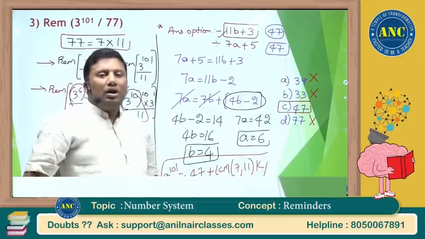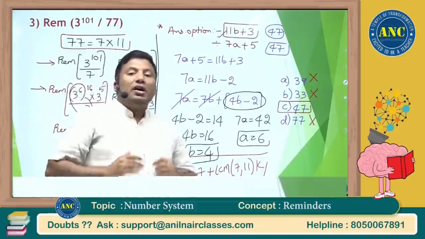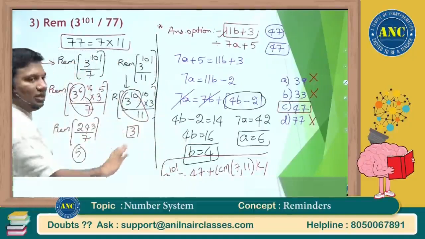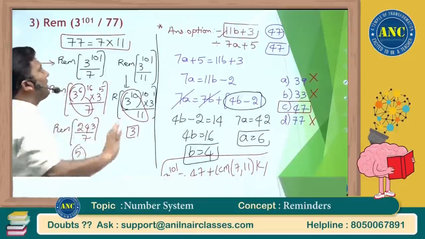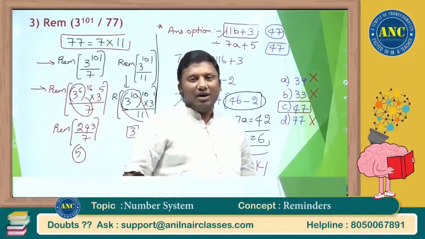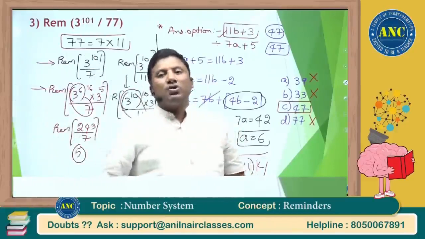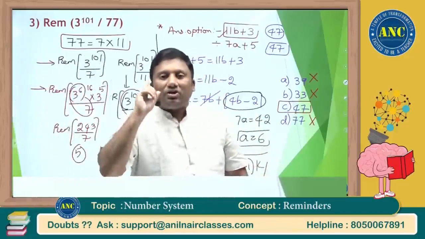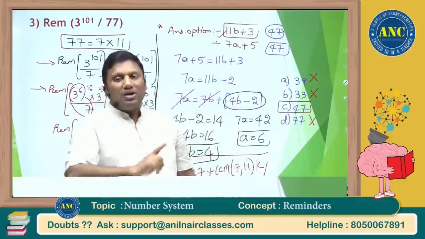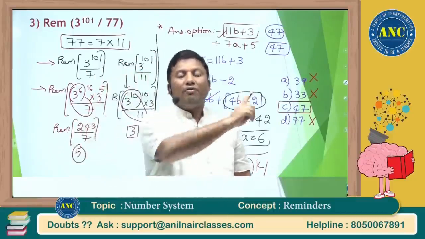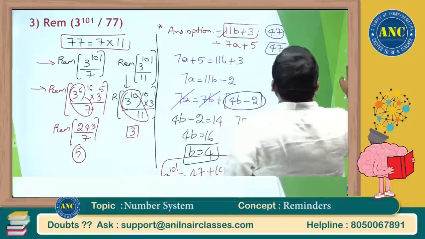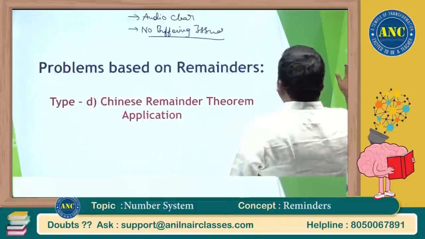Extremely important model. Once you know the model, you can solve a lot of negative remainder and Euler's theorem problems using this. I hope the idea is clear. 3 power 101 divided by 77: 77 is a composite number. The Chinese remainder theorem states, write the number as a product of coprimes. Even the Euler's theorem problems you can solve this way.